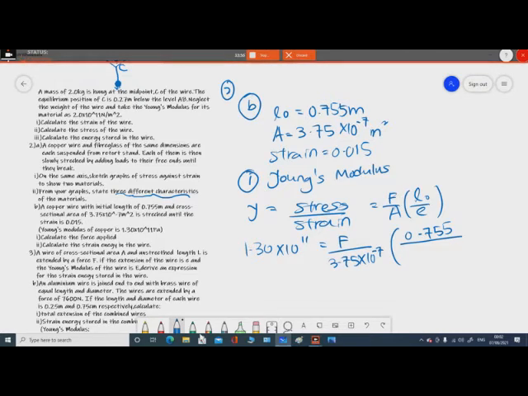0.015. So the extension is equal to 0.755 times the strain. So this one can be cancelled to each other. So we are able to find our force. 75 times 10 to the power of negative 7 times 0.015. Okay, so the final answer we get is actually 371.3 newtons.